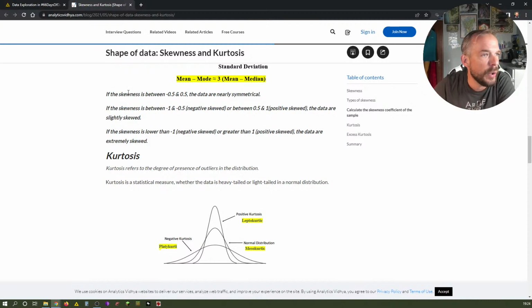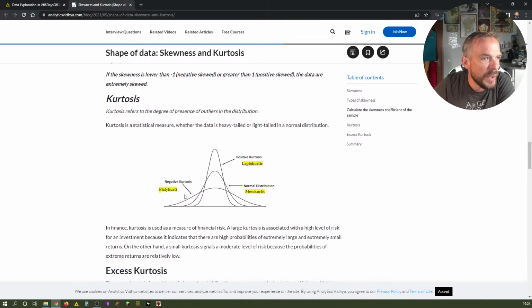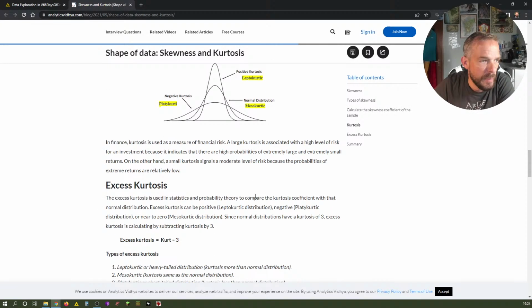So let's have a look at kurtosis. Kurtosis refers to the degree of presence of outliers in the distribution. Basically, if you see the middle curve here, that's the normal distribution, right? If you have a positive kurtosis, you have a very high shape, whereas with a negative kurtosis, you have a flattened shape. The words for that: positive is leptokurtic, negative is platykurtic, and the normal distribution is mesokurtic. I hope I'm pronouncing this the right way, guys.